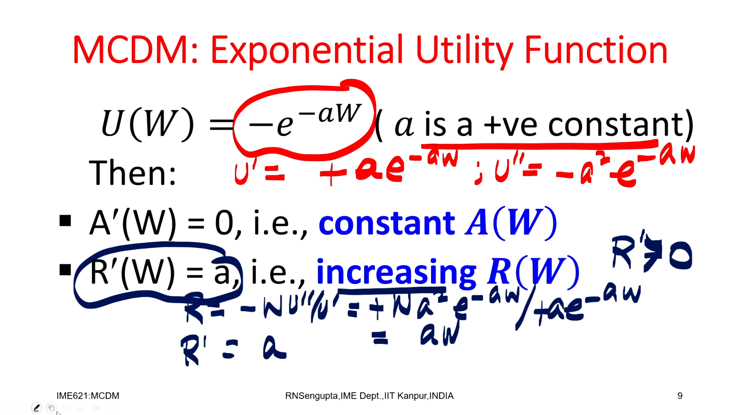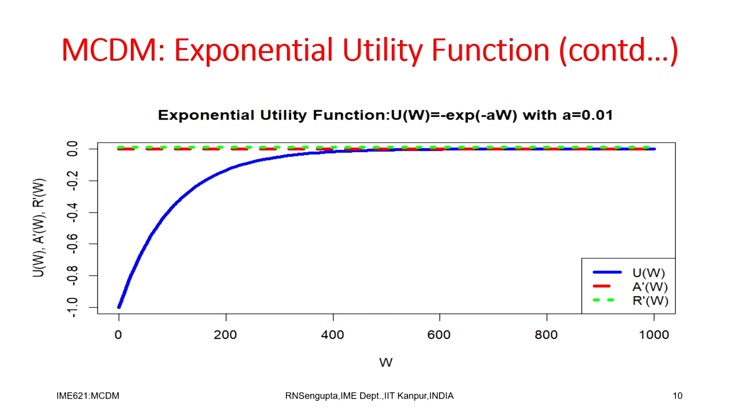So, for the exponential utility function, you have constant a and increasing r. Now, let us do the same thing when we plot. When we plot, the u prime curve is this, the u curve, which is the utility, is this, and again the a prime and r prime. They look almost like straight lines, but they are not. We will see that later.